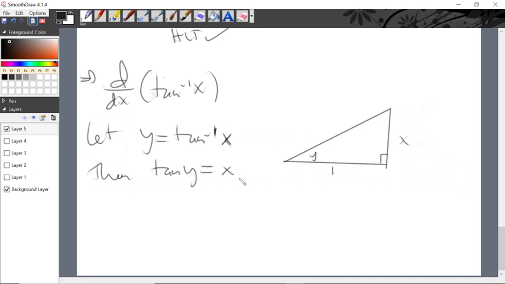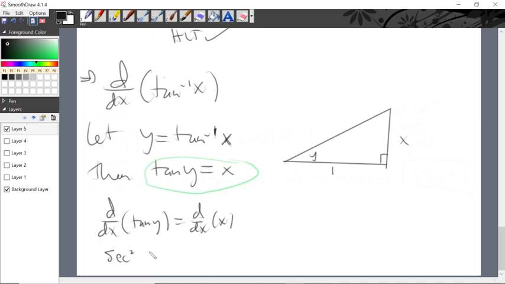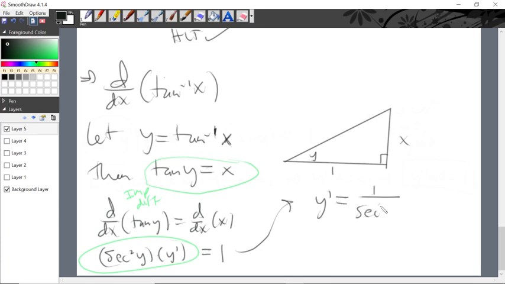Now we can take the derivative of this equation using implicit differentiation. The derivative with respect to x of the tangent of y equals the derivative with respect to x of x. Now the derivative of tangent is secant squared, we recall. So the derivative of tangent y is going to be secant squared of y times y prime, and that's the implicit differentiation. On the right-hand side, the derivative of x with respect to x is 1. So now we have y prime is equal to 1 over the secant squared of y.